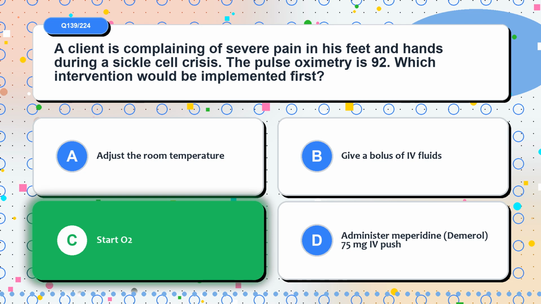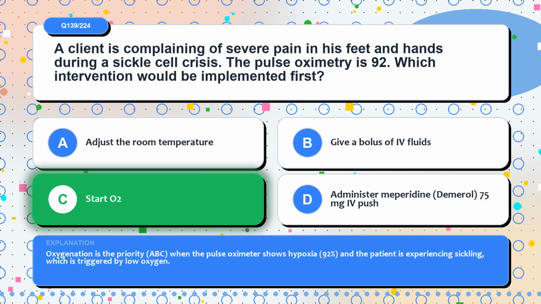The correct answer is option C, start O2. Oxygenation is the priority, ABC, when the pulse oximeter shows hypoxia, 92%, and the patient is experiencing sickling, which is triggered by low oxygen.